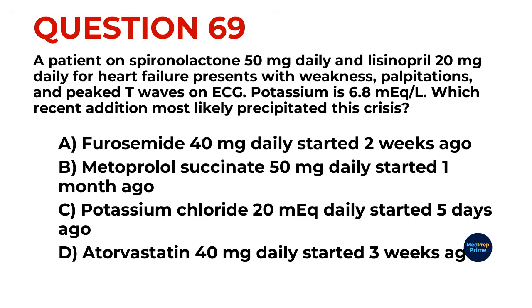Option A. Furosemide 40 mg daily, started 2 weeks ago. Option B. Metoprolol succinate 50 mg daily, started 1 month ago. Option C. Potassium chloride 20 mEq daily, started 5 days ago. Option D. Atorvastatin 40 mg daily, started 3 weeks ago.